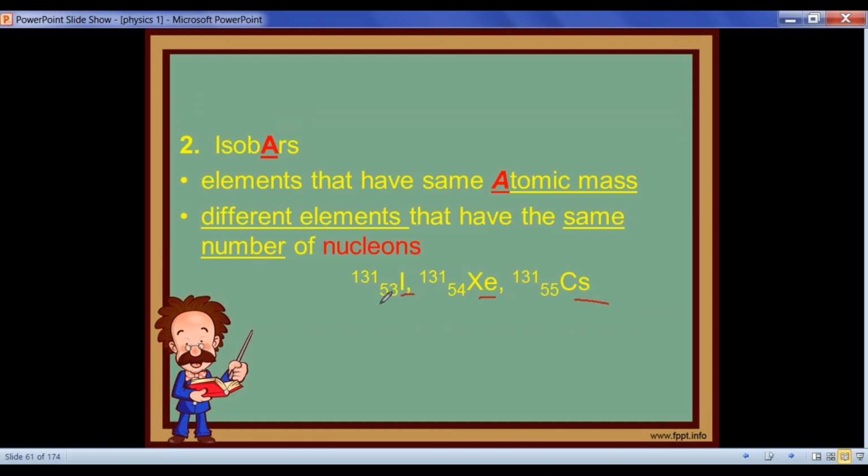So if you have noticed, iba-iba po ang kanilang atomic number. Kasi nga, magkaiba rin ang element. So ito. So 53 for iodine, 54 for xenon, 55 for cesium. So different elements po sila, but the same number of nucleons or the same atomic mass, which is 131. Okay?